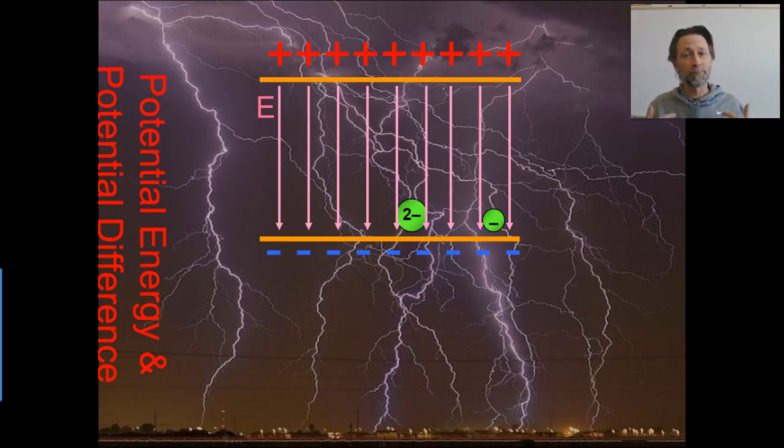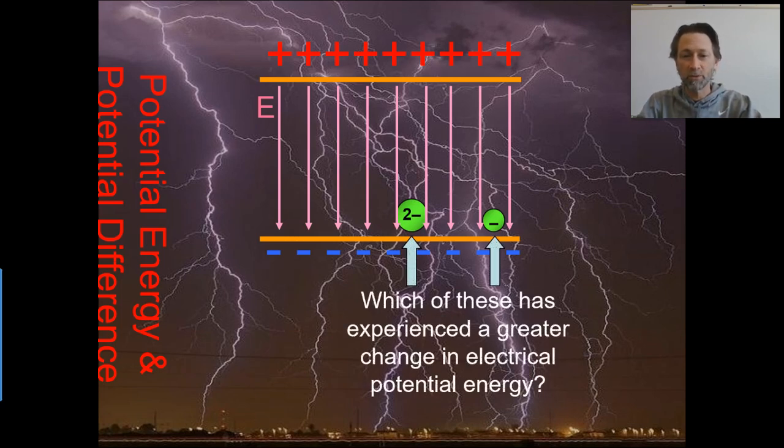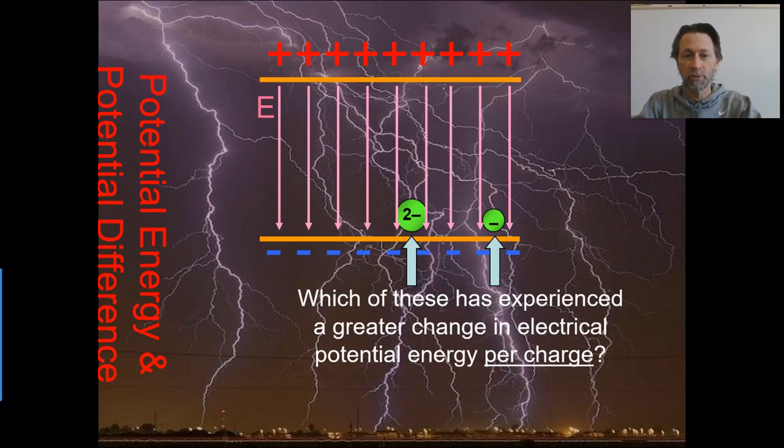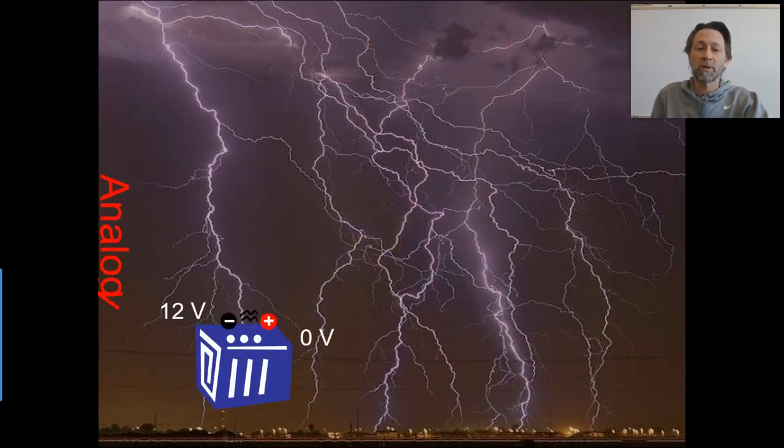Who did the work? Me or the plates? So it moved the way it didn't want to go, which means that I had to do the work and not the plates, right? So which of these has experienced a greater change in electric potential energy? We just said it was the -2 one because there's more charge there. Which of these has experienced a greater change in electric potential energy per charge, which is voltage? And remember that they're going to have the same amount of voltage because it's a ratio that cancels out.